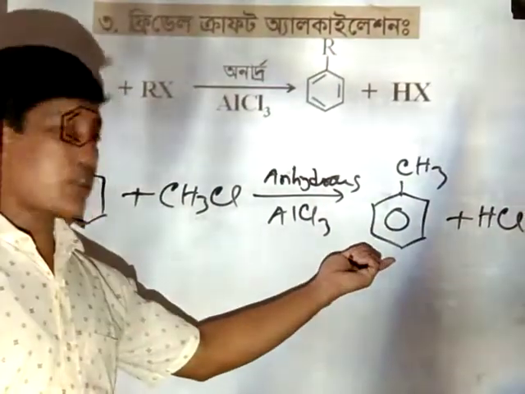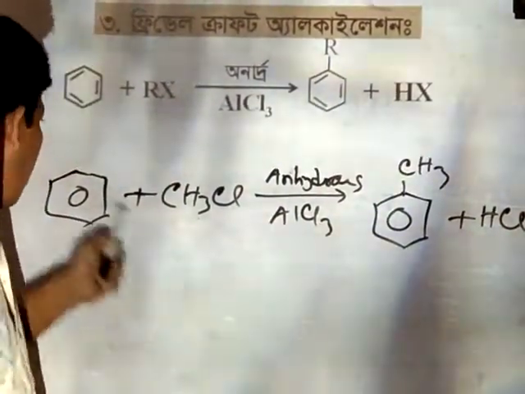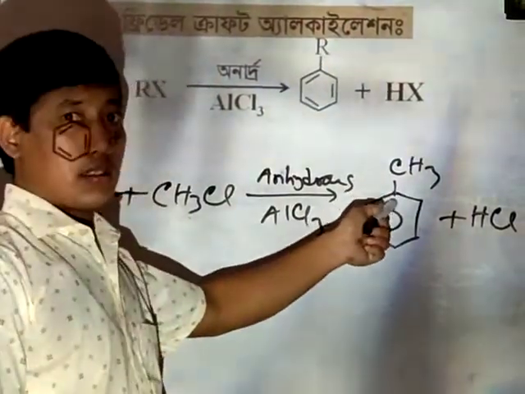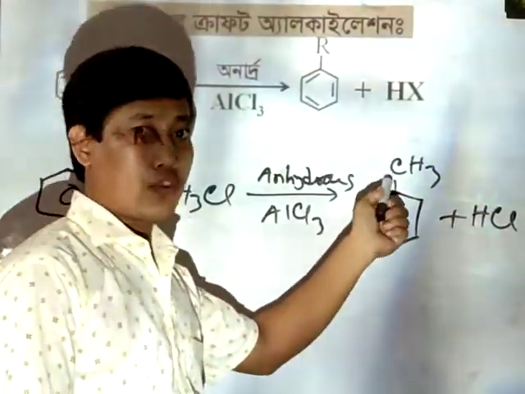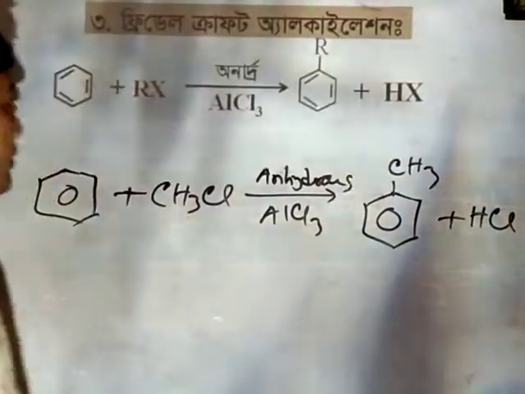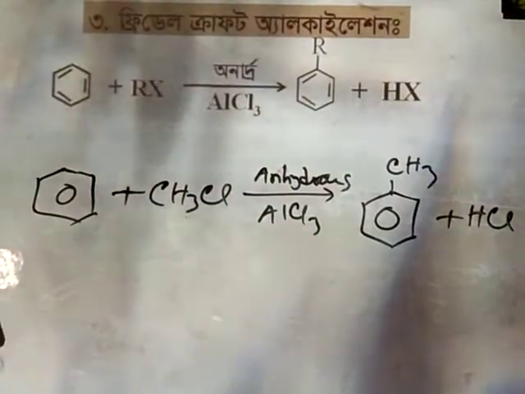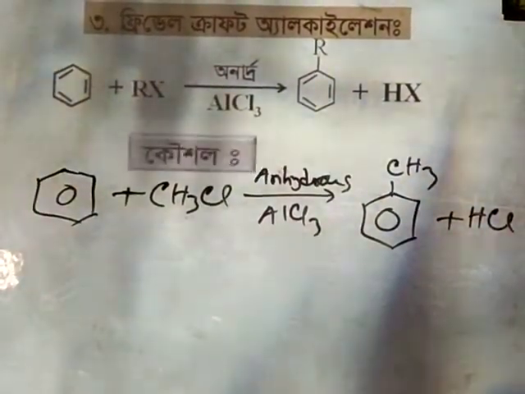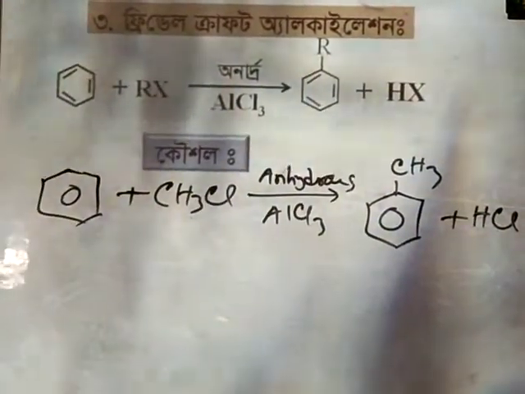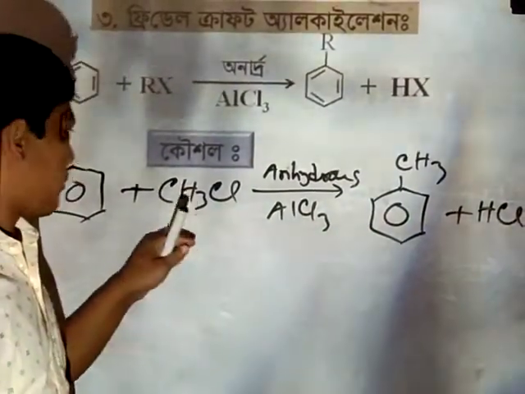This is alkylation, because here an alkyl radical has come to the benzene, which replaces the hydrogen atom from benzene and produces alkyl benzene. For this, it's known as alkylation reaction. So dear student, let us see the mechanism of this reaction. We can show the mechanism of alkylation.